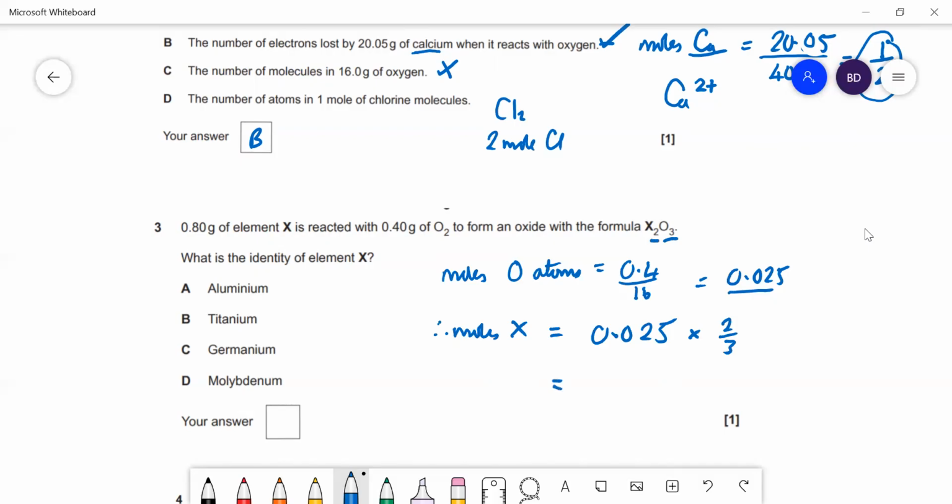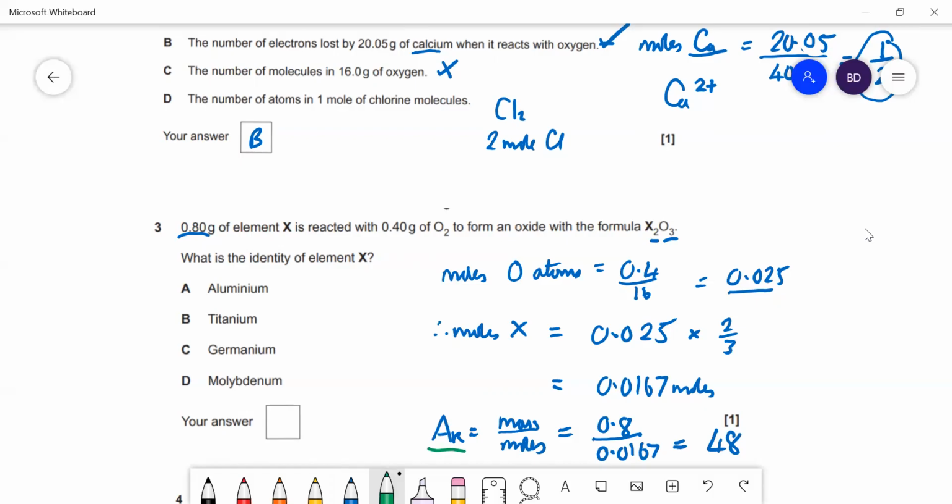So that gives you 0.0167 moles of X. What's the mass of X? It's 0.8 grams. So the Ar is going to be equal to the mass over the number of moles. The mass is 0.8 over 0.0167. That gives you 48. Check in your periodic table which element has an Ar of 48. It is titanium, the closest one. So quite a lot of work there for your mark.